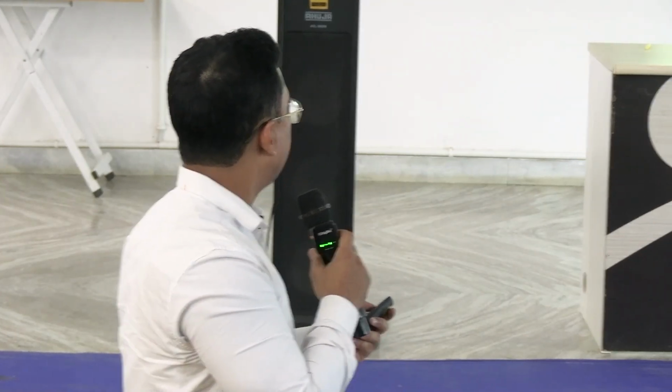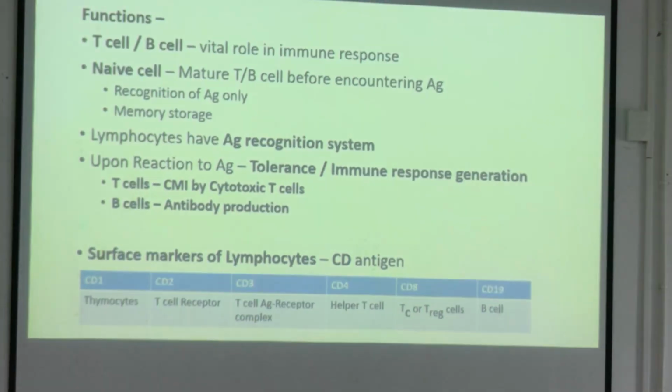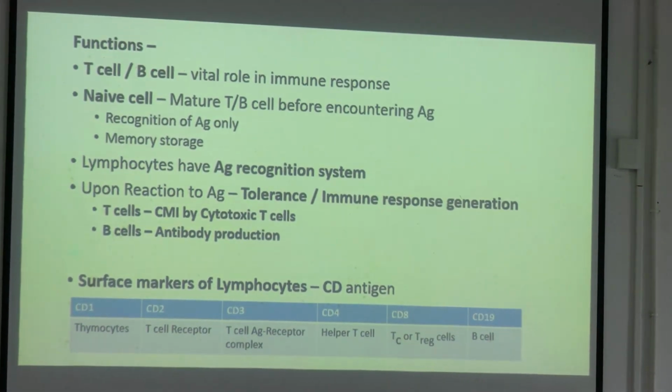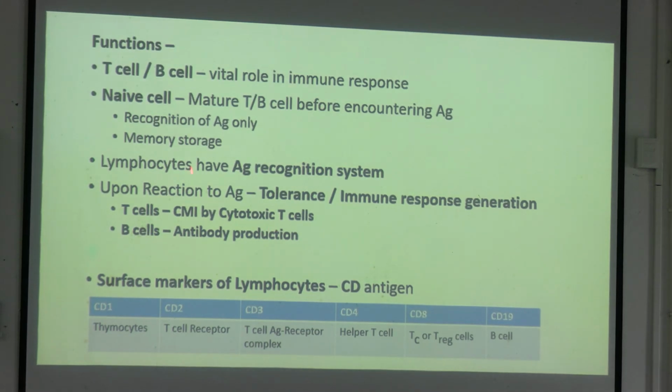Now the functions of T cell and B cell: they are involved in the immune response. I told you naive cells are only the mature T cell and B cell before encountering the antigen. And upon reaction to the antigen, what happens is either you get tolerance or you initiate the immune response. Tolerance কেন? If you give a small antigenic exposure to an individual repeatedly, what will happen? You produce a tolerance to that antigen, so that the immune response is not mounted, and there is no effect on the body from the antigen again.